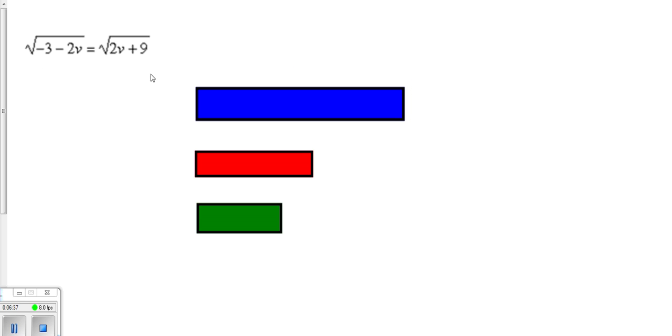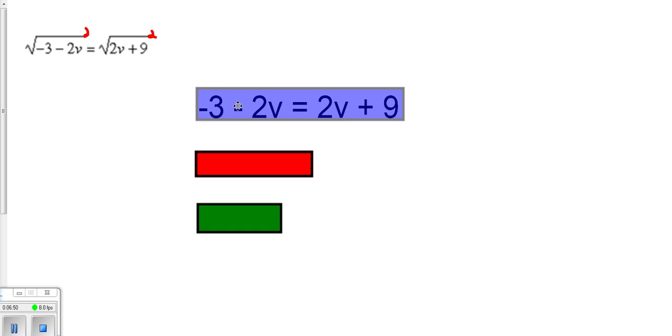Now we've got square roots on both sides. Square root of negative 3 minus 2v equals square root of 2v plus 9. To get rid of the square root, we square both sides. So then it'll become negative 3 minus 2v equals 2v plus 9.